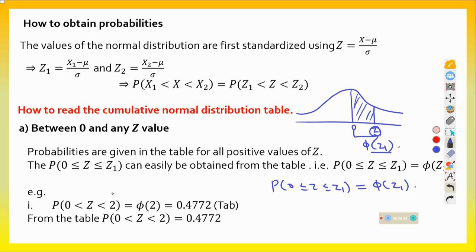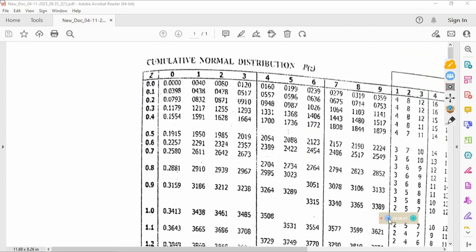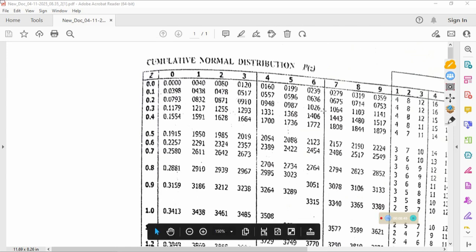In other words, if you need the probability, for example, of 0 less than Z less than 2, this is the same as simply reading the table reading of 2. So you go into your table and read the value that corresponds to 2. And we can easily get that from the table. So let us refer to the table. Here we need the table reading of 2.